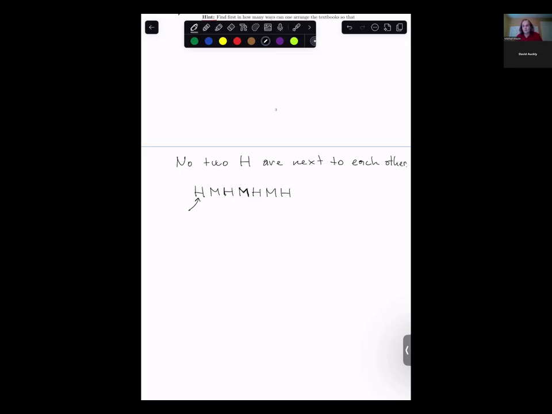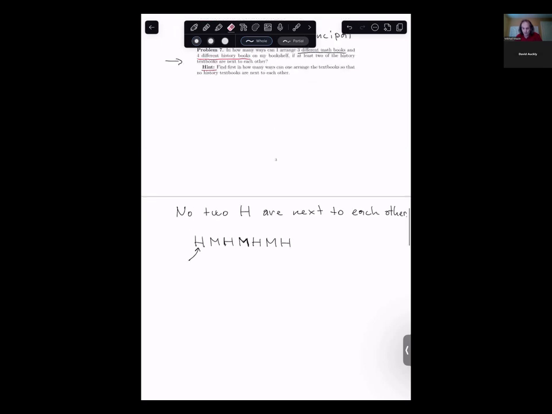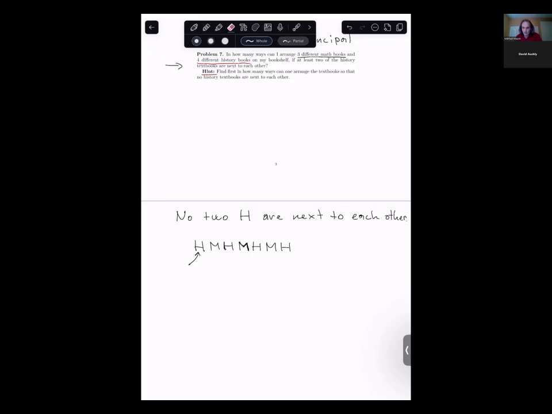How many options do we have for the first history book, the one on the left? It can be any of the history books. How many history books do we have? In the problem we had four history books. So there are four options for the first history book. Now the next one is the math book, right? How many options for the first math book do we have? Three, because it could be any of the three math books. Then we have the second history book. How many options do we have for the second history book?